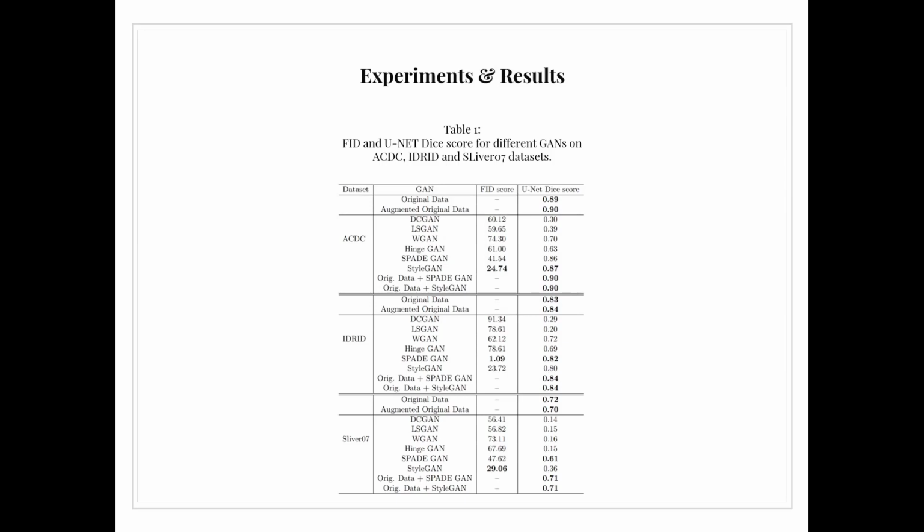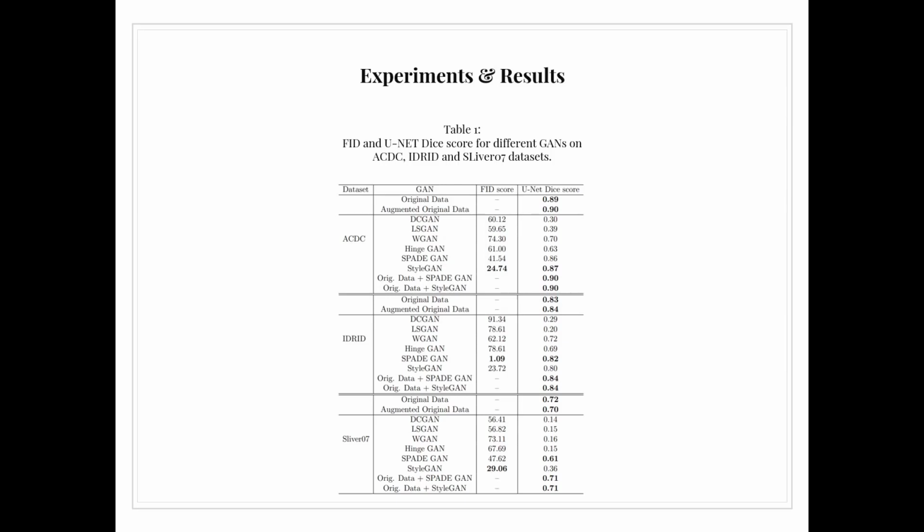For example, the FID score of 29.06 of StyleGAN on SLiver07 suggests that the produced images are much more accurate than those of SPADE GAN, with an FID score of 47.62. However, as you can see, the resulting DICE scores show that SPADE GAN is significantly better than any other model. A similar comment can be made on the IDRID and ACDC, as StyleGAN and SPADE GAN got similar DICE scores but very different FIDs.